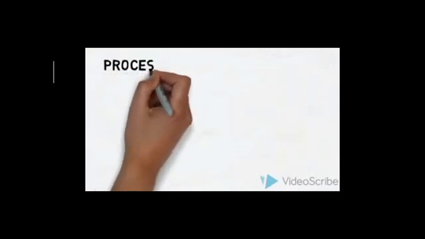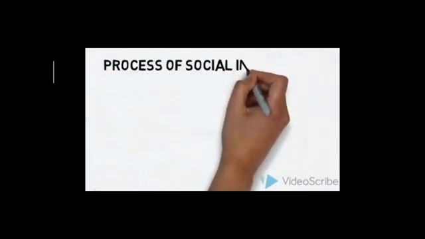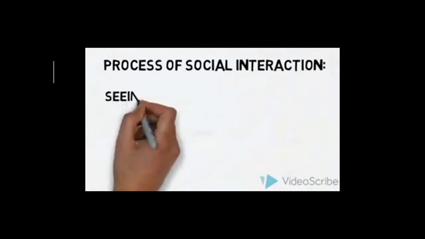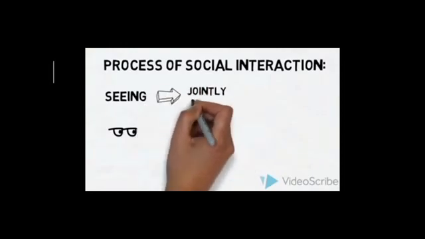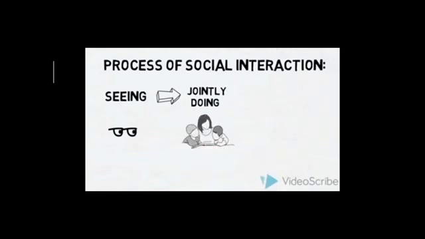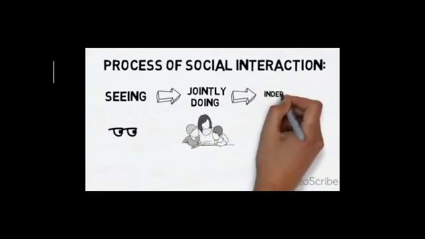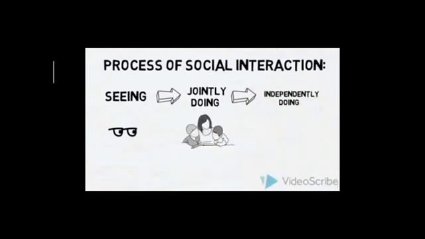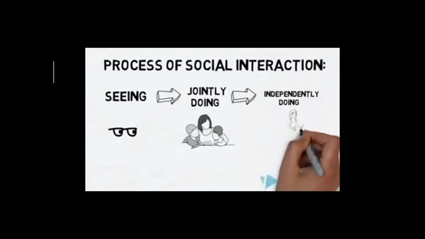Vygotsky's theory says that there is a process with social interaction. First, seeing: you see an adult doing an activity. Then, jointly doing: you do that activity together. Then, independently doing: you have gained enough skill to do that activity by yourself.